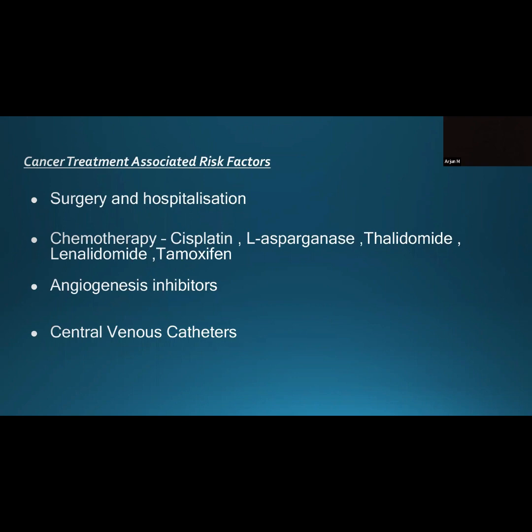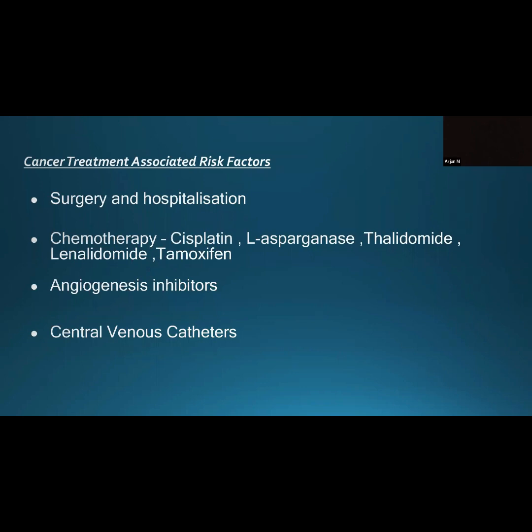And recently, angiogenesis inhibitors like bevacizumab have been utilized for cancer treatment. The mechanism behind the risk is that these inhibitors activate our endothelium, and due to activation of the endothelium, there is a higher risk of developing an arterial thrombotic event. Even though the venous thrombotic risk is there, much more risk is found in arterial thromboembolic events with angiogenesis inhibitors.